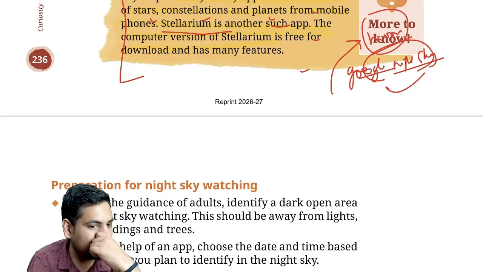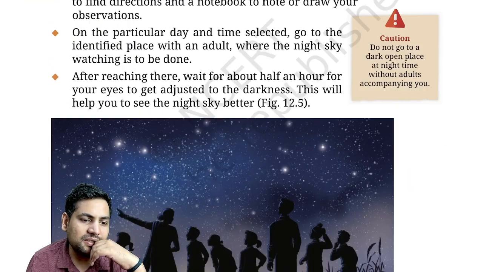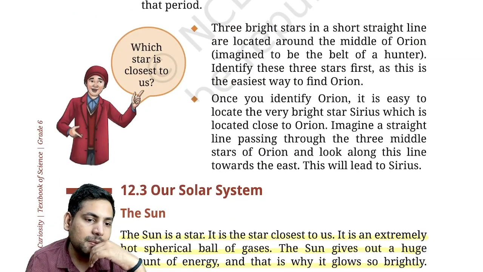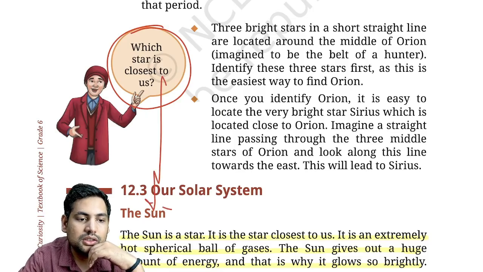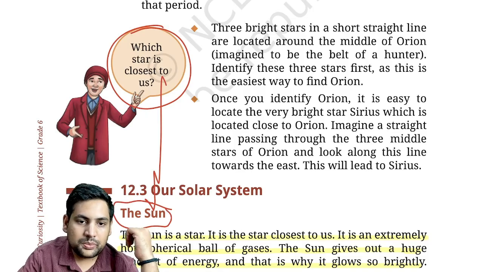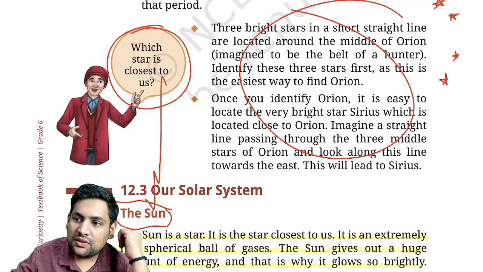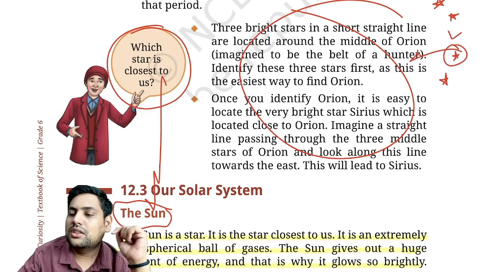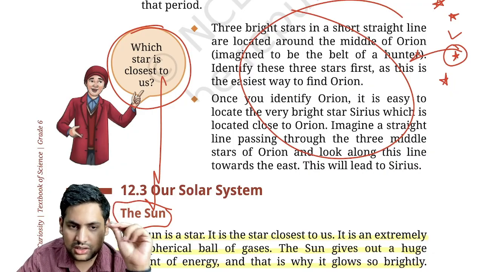Okay, then preparation for night sky watching, this is fine. Next is, by the way, which star is closest to us? You know, it is the sun. And this is why the sun appears so big to us, while the stars appear so small, twinkling very far away. Now, some of these stars, for example, maybe this one, which looks the smallest to you, may be bigger than the sun. But because it is so far, it looks very small to us.